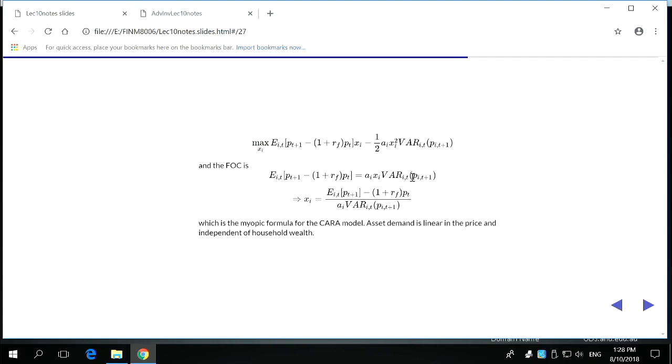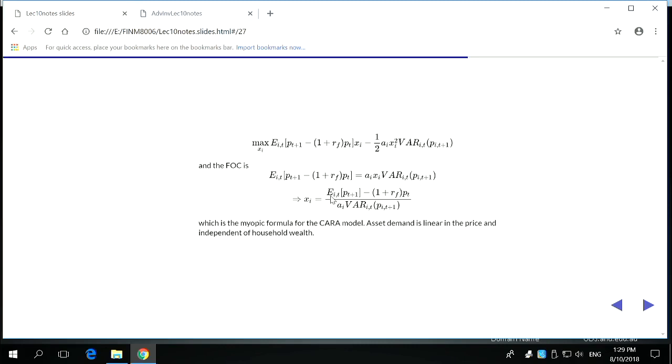Now you can just plug in the W_{t+1} into this maximizing function, so you don't really need a constraint. So this will be what I'm maximizing, and take the first order condition with respect to x_i, because x_i is my choice variable. I'm choosing how much to invest in the risky assets, right? So the first order condition will be: the expected price minus (1 plus r) times p last period equals my risk aversion, a_i, times x_i times the variance of the price, so that I can solve for x_i, which is our standard form.